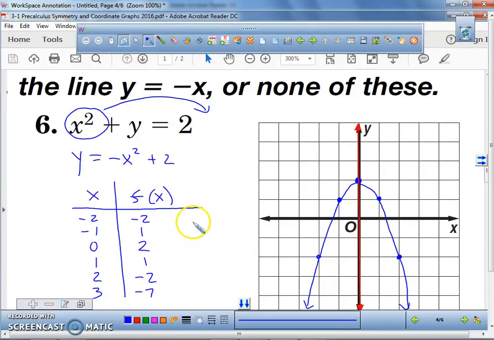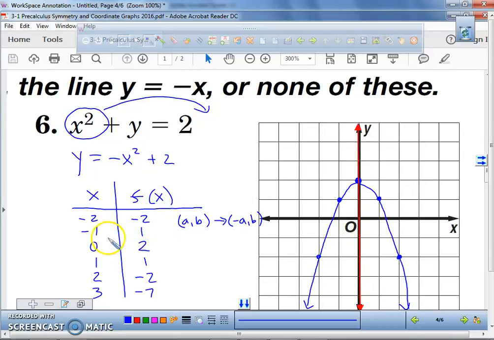Now, what's the rule for the y-axis? A comma b. What does that become? Negative a, b. Well, it looks like you're right. If we look at these numbers, the y values are staying the same, and the x values are becoming the opposite of each other. So, for example, one of ours was 3 comma negative 7, and I bet there's a negative 3 comma negative 7. If you scroll up one more. So that is the correct answer for number 6.